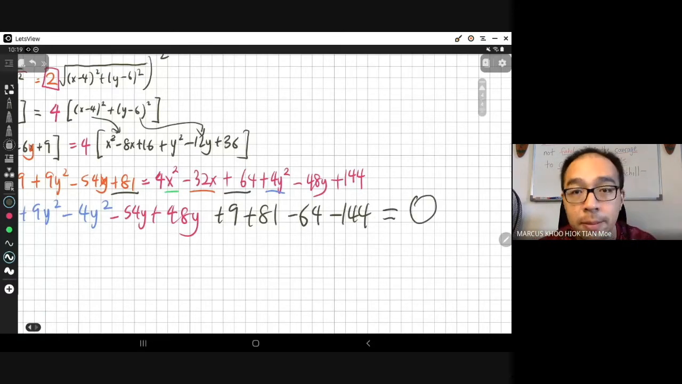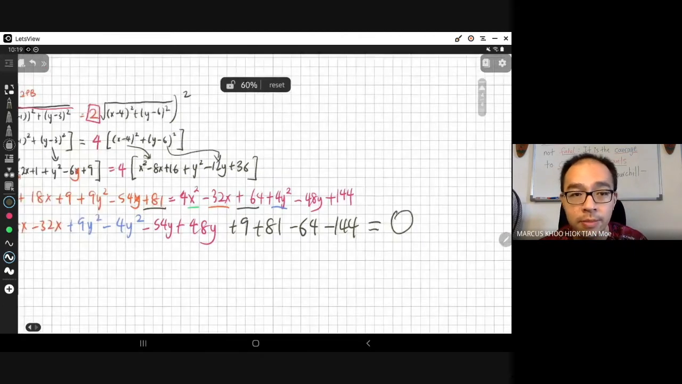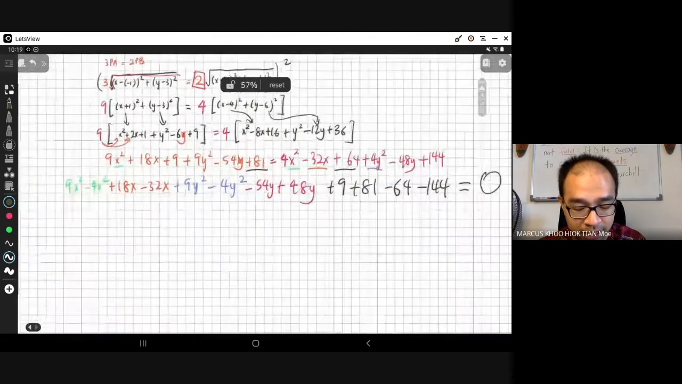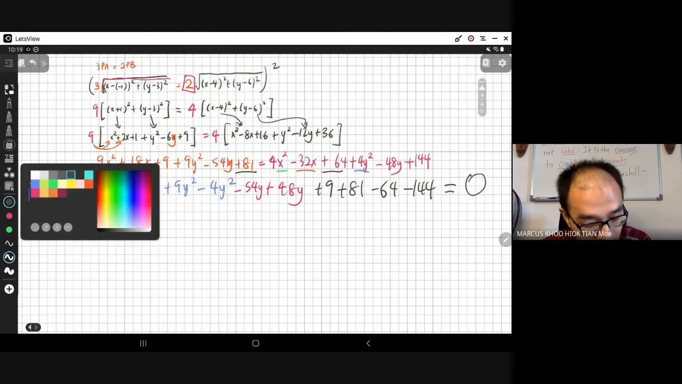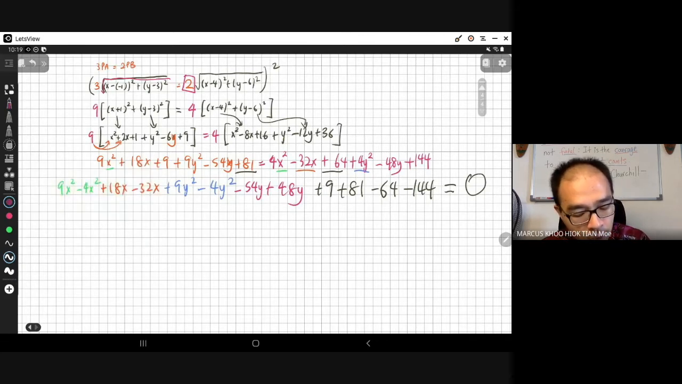Okay, only one more step to go. But I have to make it smaller. Okay, 9x squared minus 4x squared will be 5x squared. Okay. Now, let me do the y squared, because all this while we put the squared first at the front, then x, then y, then the number. Right? So, 9y squared minus 4y squared will be plus 5y squared.